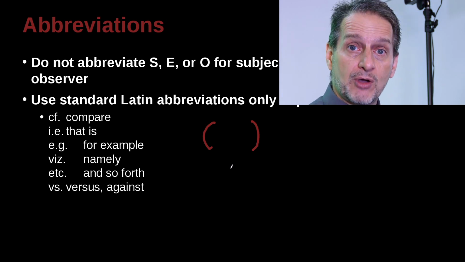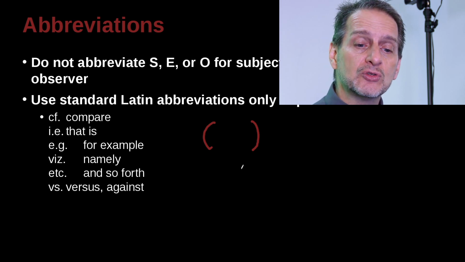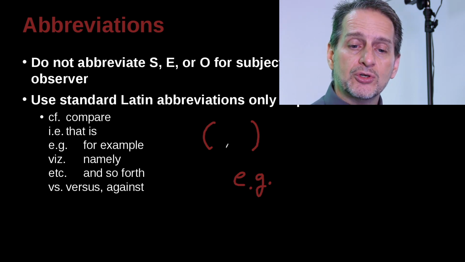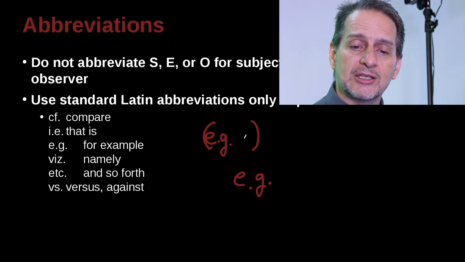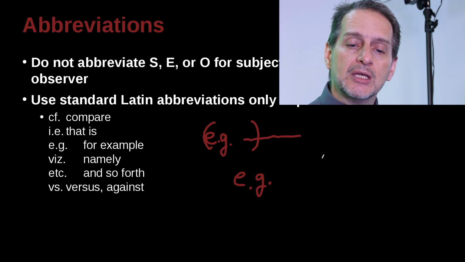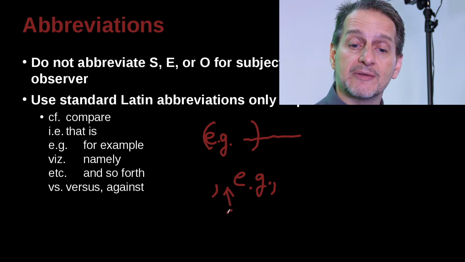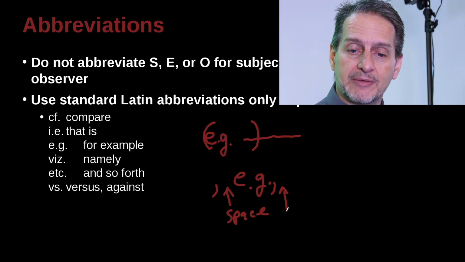One thing I would mention, however, to keep in mind is if you use something like the e.g., no space, which means for example, you could use this inside the parentheses like this: e.g., and then you write something, blah, blah, blah. Another way is you could use it inside of a sentence, but you need to have a comma before and a comma after it, and then you need to have one space before the e.g. and one space after the comma.